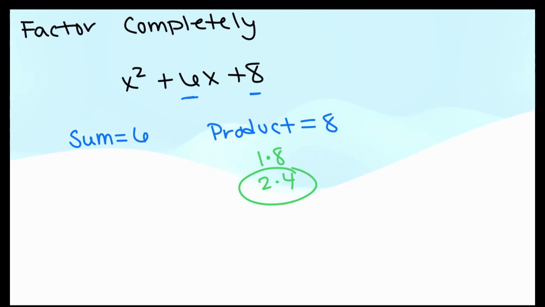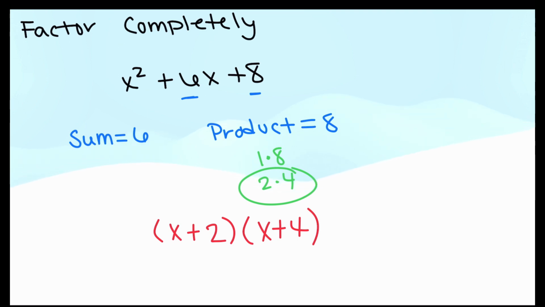So what that tells me is I can factor this as x plus 2, x plus 4. I can use those two numbers and fill them into my factors. If you wanted to check your work, you could use FOIL and you could multiply out x plus 2, x plus 4, and you should get the polynomial that we started with.